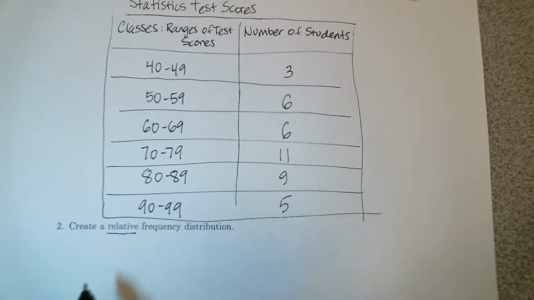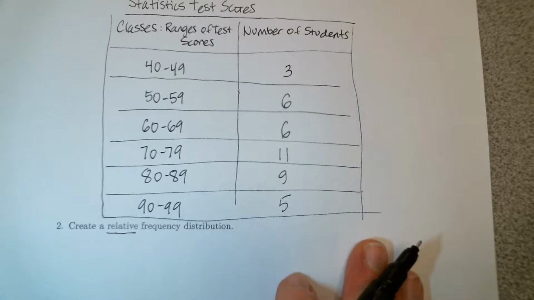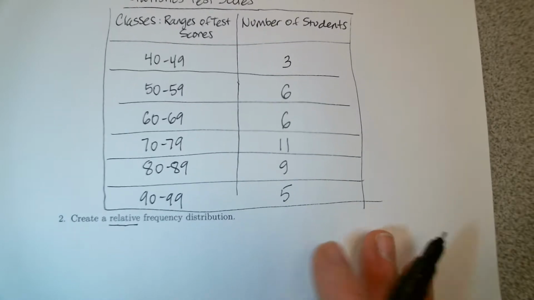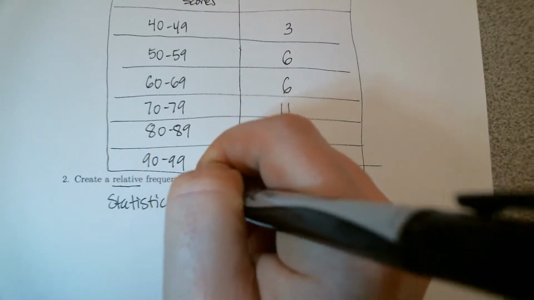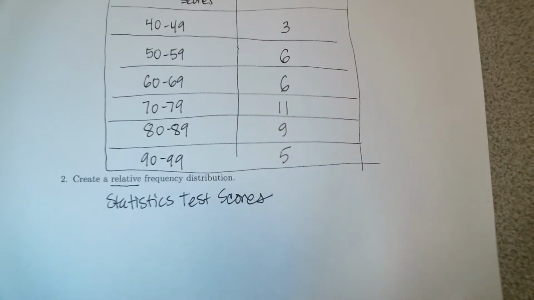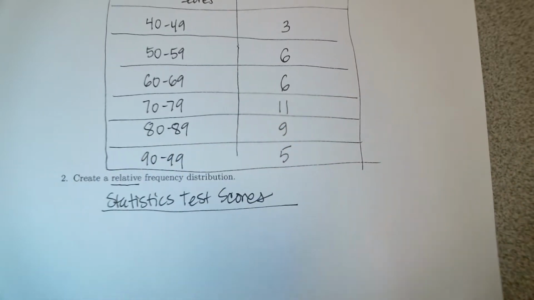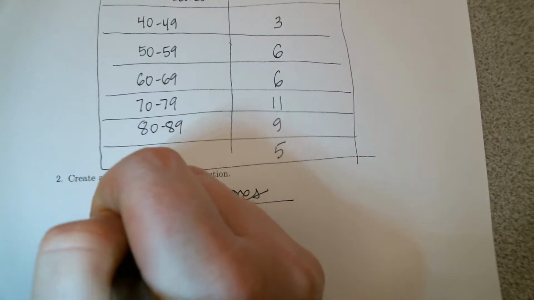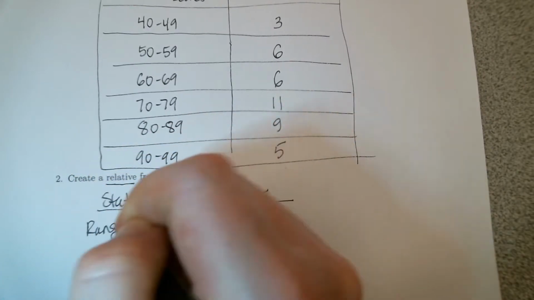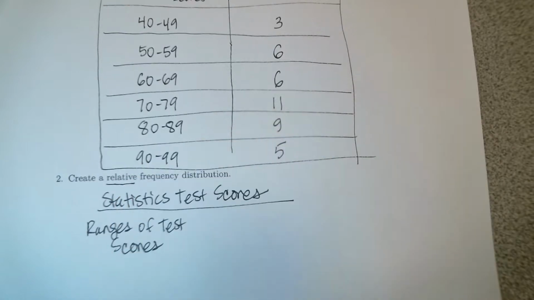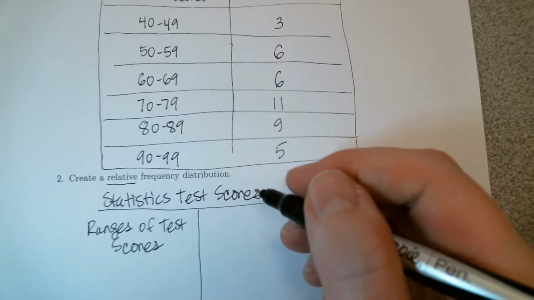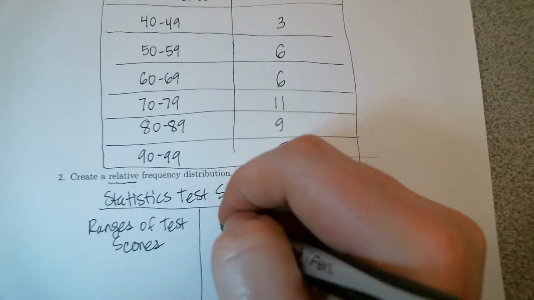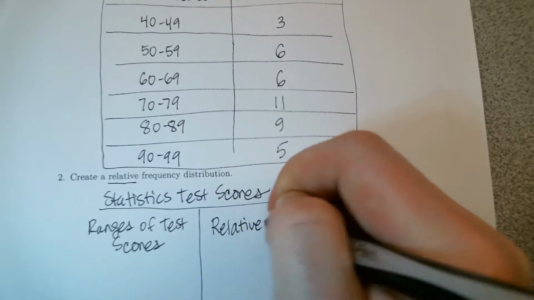So what I'm going to do is set up my frequency distribution here with labels that are appropriate for the relative frequency distribution. So it is still statistics test scores, and in the left-hand column we have the ranges of test scores, and we're going to use the same classes. And in the right-hand column we will have the proportion or the percentage, which we're going to call the relative frequency.